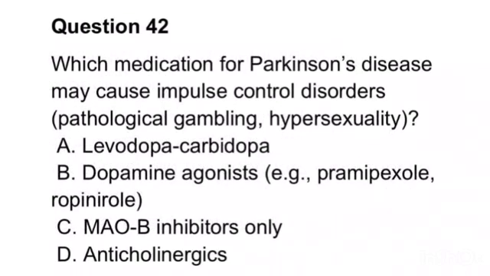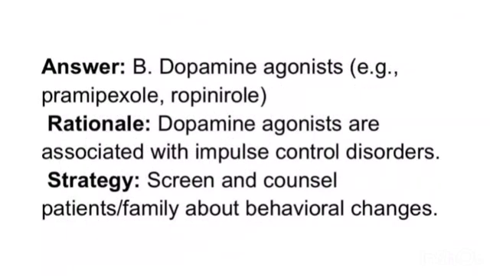Question 42. Which medication for Parkinson's disease may cause impulse control disorders, pathological gambling, hypersexuality? A. Levodopa-carbidopa. B. Dopamine agonists, e.g., pramipexole, ropinirole. C. MAOB inhibitors only. D. Anticholinergics. Answer: B. Dopamine agonists, e.g., pramipexole, ropinirole. Rationale: dopamine agonists are associated with impulse control disorders. Strategy: screen and counsel patients/family about behavioral changes.